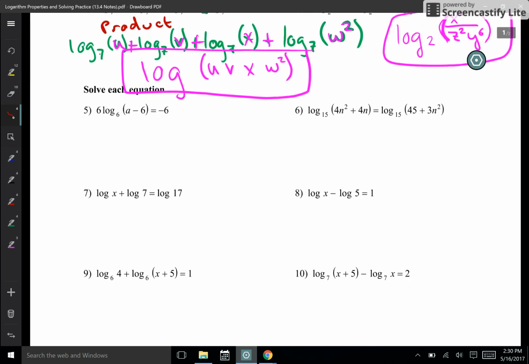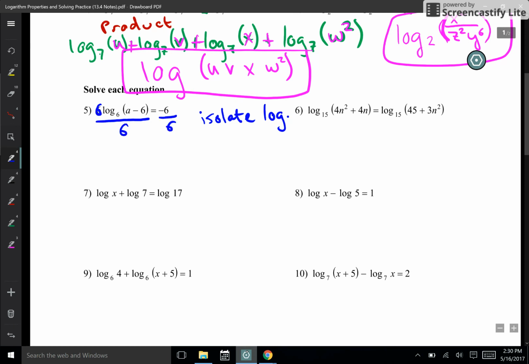All right. Now we're going to start off by doing number 5, and I want to think about my goals as I'm walking through this. My first goal is to isolate the logarithm to solve this problem. So if I look at number 5, I have this multiplier out here that I want to get rid of. I'm going to divide both sides of the equation by 6 to get the logarithm by itself. So I end up with log base 6 of a minus 6 equals negative 1.